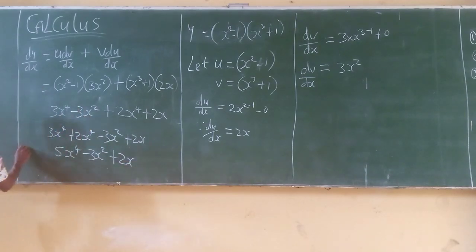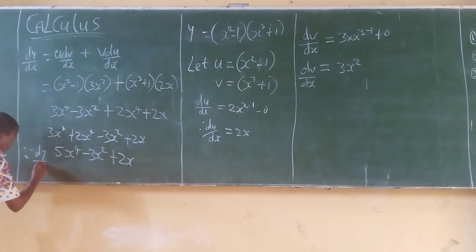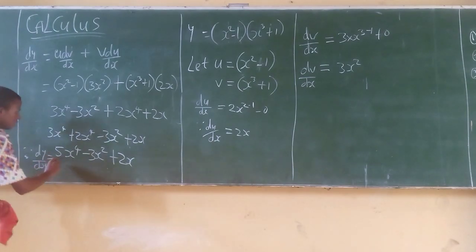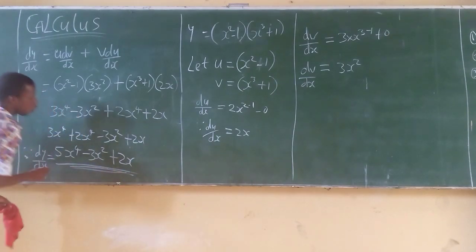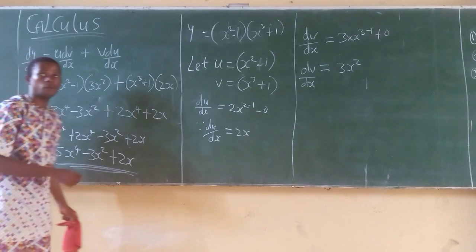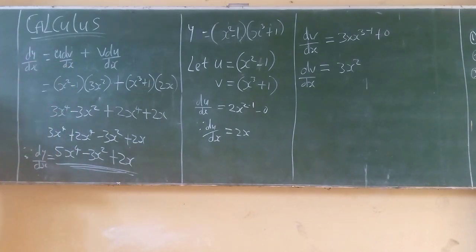That means, therefore, our dy over dx is equal to this, and this is the final answer. And this is called the product rule in calculus. This is the final answer.